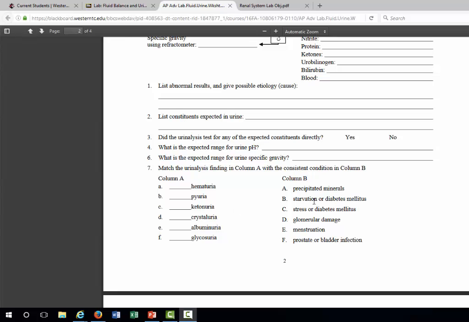And that's because there's no sugar entering the cells, so the cells start to break down muscle for energy, and that's why they have ketones building up. The sugar is stuck in the blood and can't enter the cells. Crystalluria. Yep, precipitated minerals. Albuminuria.